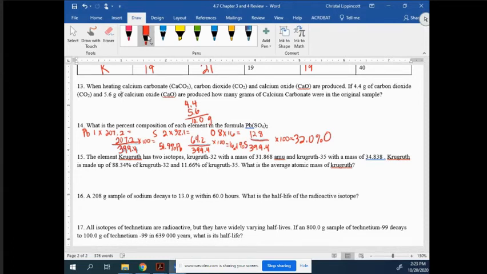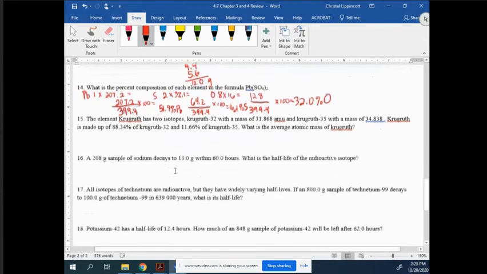Okay, so remember that when we get done here, we should be able to add up these values, and they should end up coming out to be about 100%. So it's a good double check of your work.